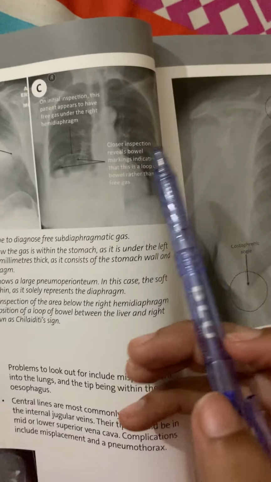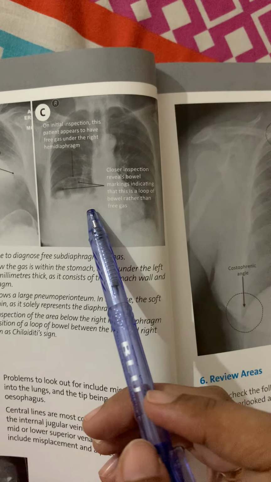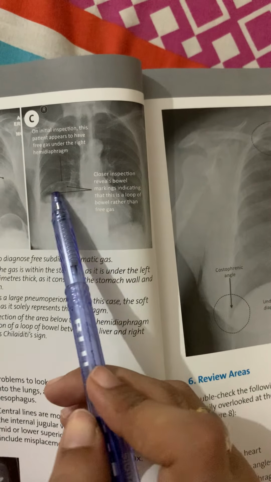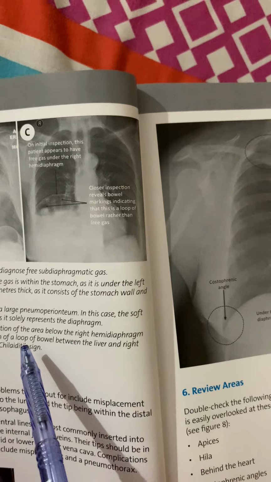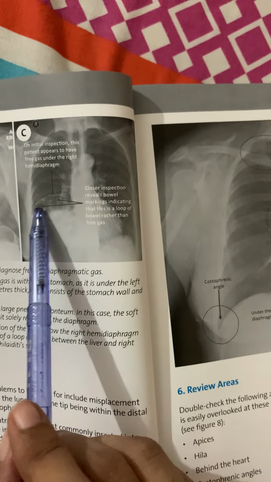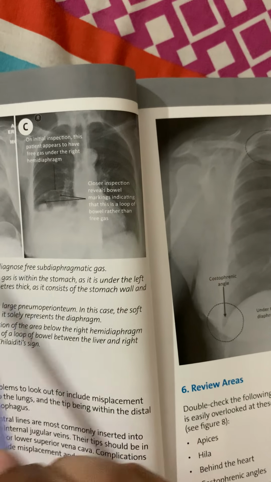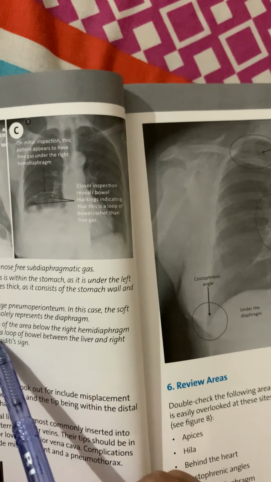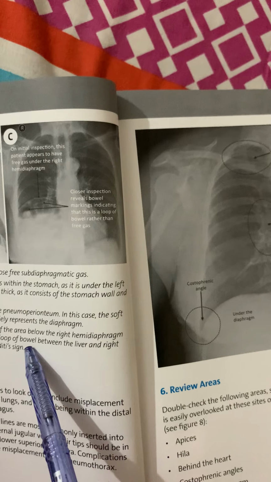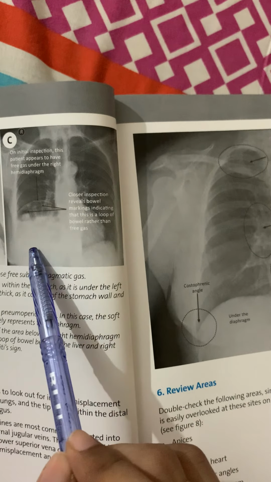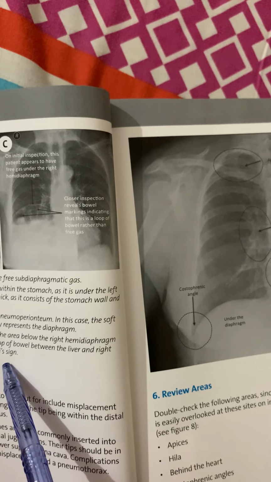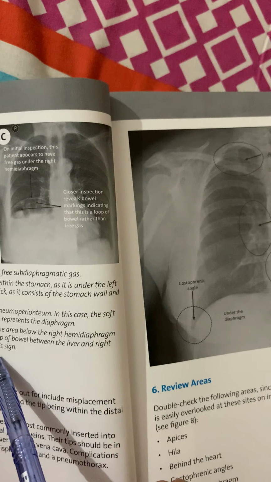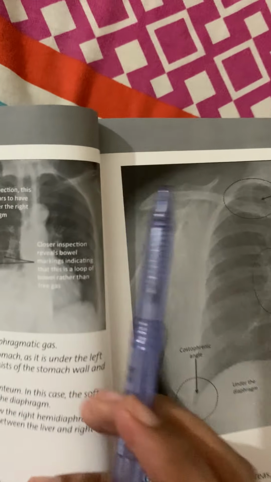And image C is a mimic of free subdiaphragmatic gas. In this case, inspection of the area below the right hemidiaphragm reveals bowel markings. These appearances are due to the interposition of a loop of bowel between the liver and the right hemidiaphragm, and is known as Chilaiditi's sign.